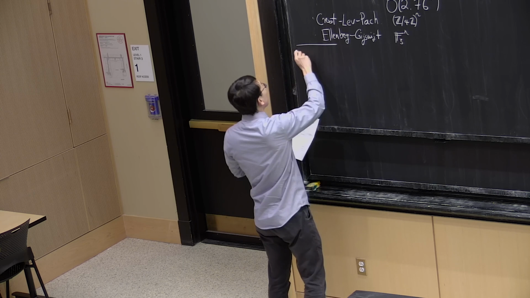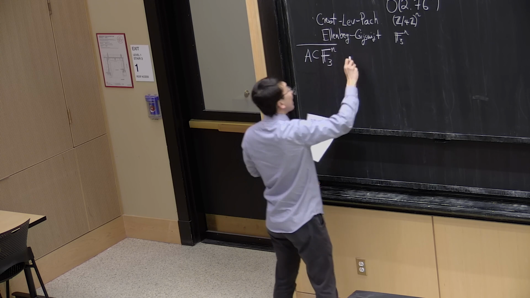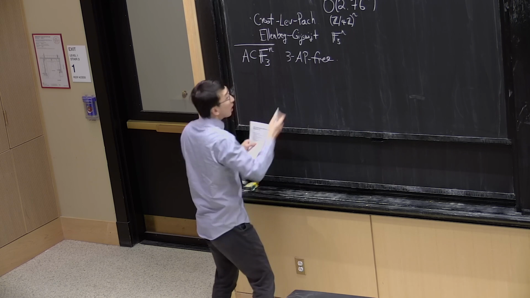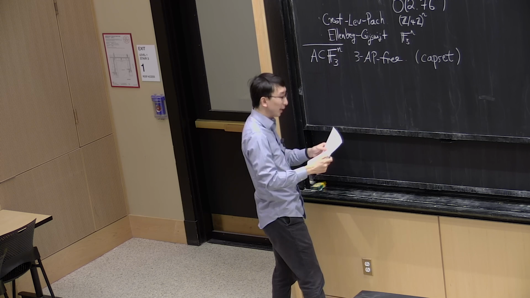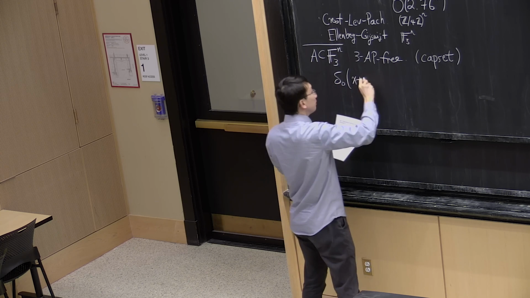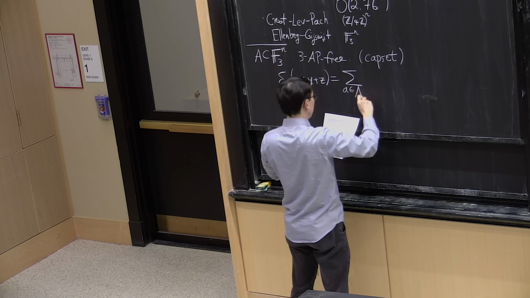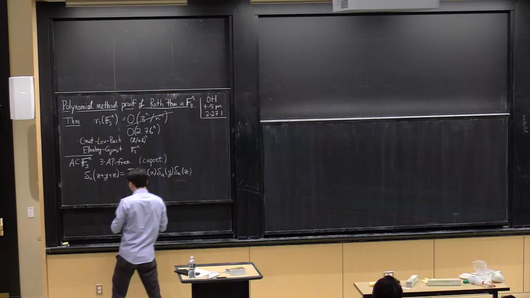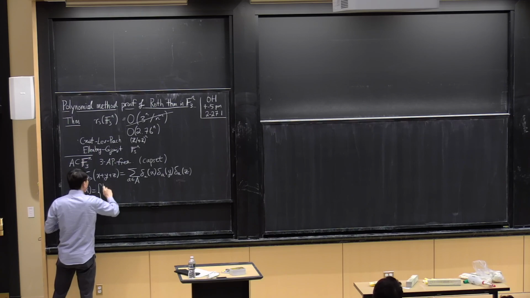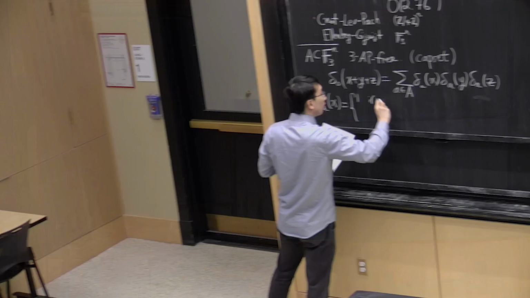So the idea is that if you have a subset of F3 to the n that is 3AP-free, and such a set also has a name, cap set, which is also used in the literature in this specific setting where you have no 3 points on a line, then we have the following identity. Here, delta is the Dirac delta. So delta of a is the Dirac delta: it's 1 if x equals a and 0 if x does not equal a.